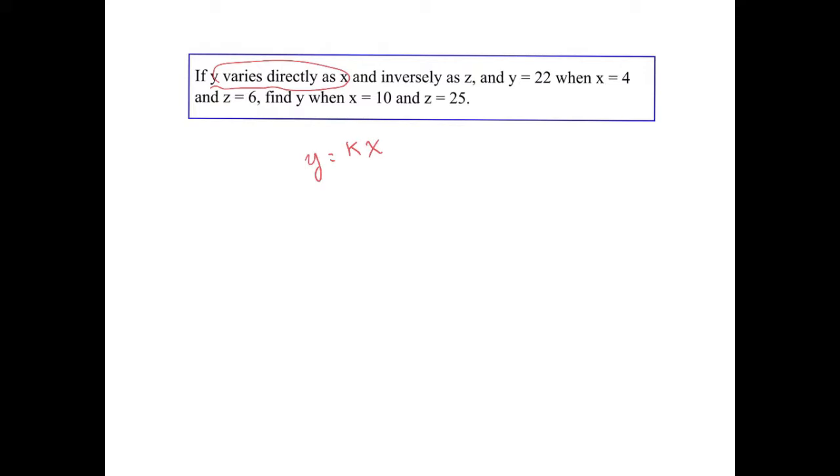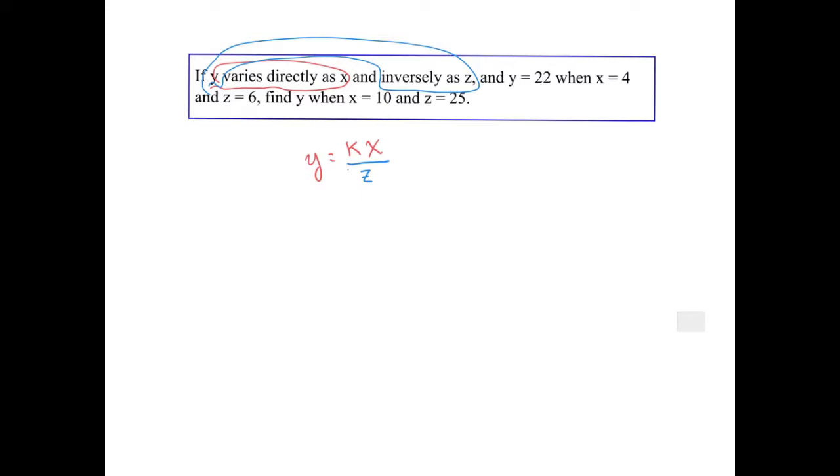But at the same time, I've got y varying inversely as z. So once I write that direct variation relationship down, I'm going to ignore the x for a moment, act like it's not there. So let me just cover that up with something. And then I'm going to write a relationship where y varies inversely as z. So y varies inversely as z would be y equals k divided by z. So now I have that it varies inversely with z and directly with x. So this is the relationship that I would use.